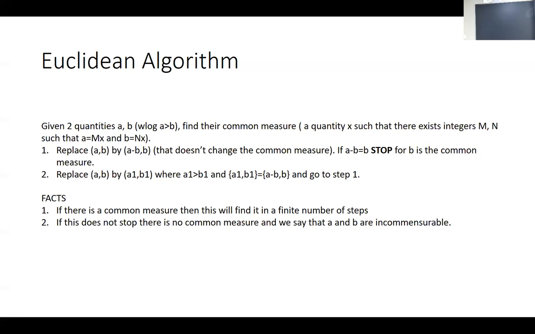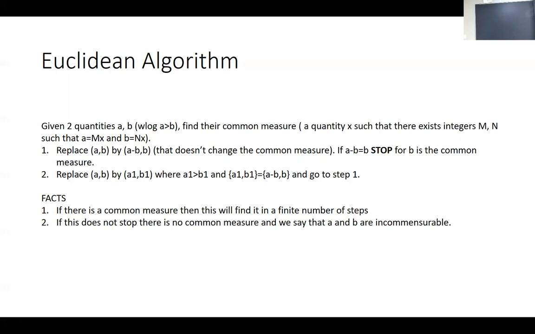Okay, now, if these two things aren't equal, then you just repeat the process. You replace A and B by this pair, although you've got to be careful, you've got to think which is the bigger one. So if A minus B is bigger than B, it's the new A1, but if B is bigger than A minus B, then B is the new A1. And you just repeat this process over and over again. Okay?